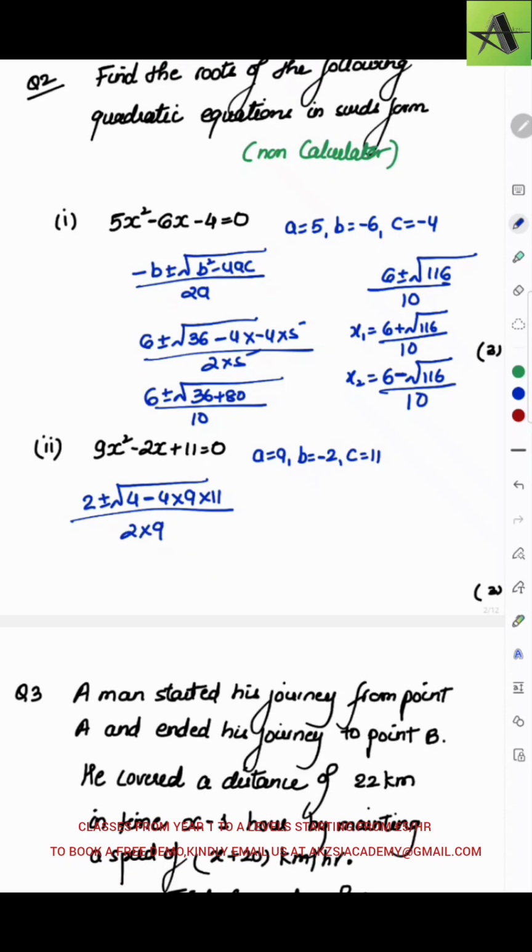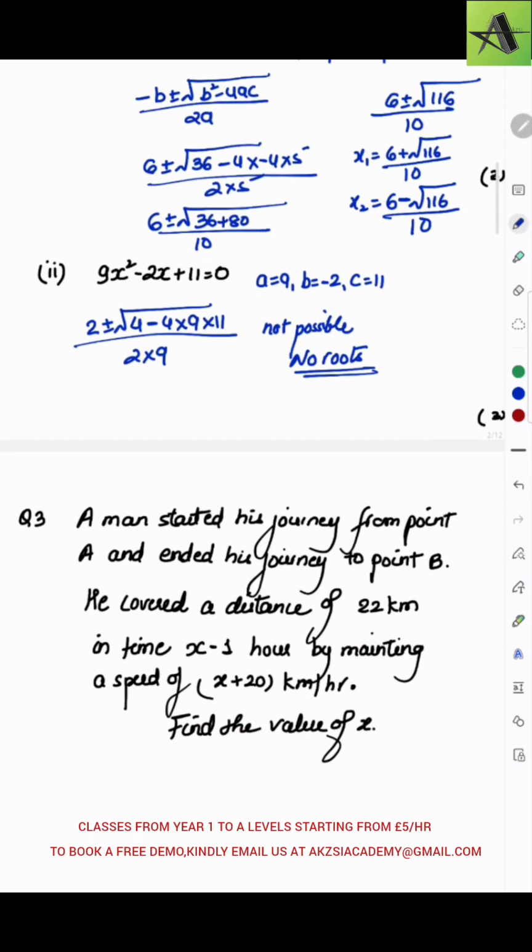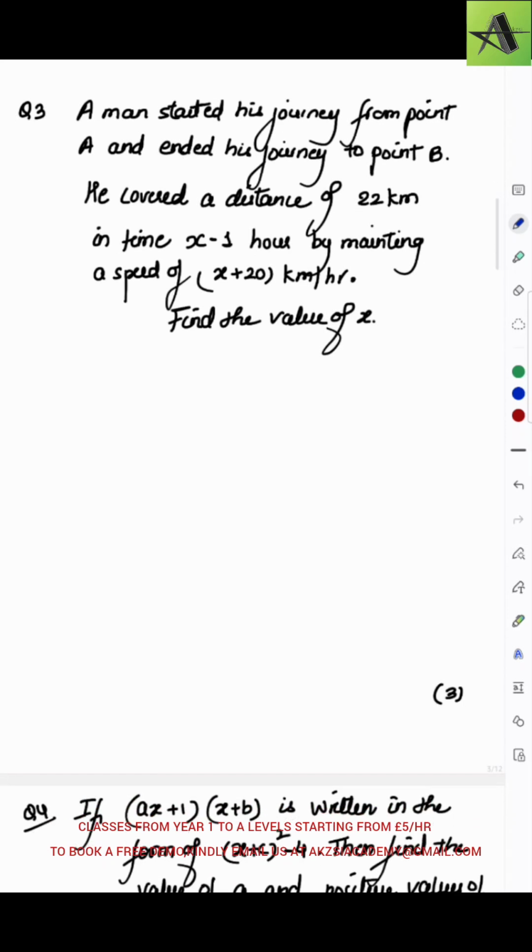Now see this one, it says 2 plus minus root 4 minus 4 times 99. 4 times 99 is definitely greater than 4, and root of a negative number is not possible at all. So not possible, no roots. If there is a condition like this, write down no roots at all. Moving on to question number 23.